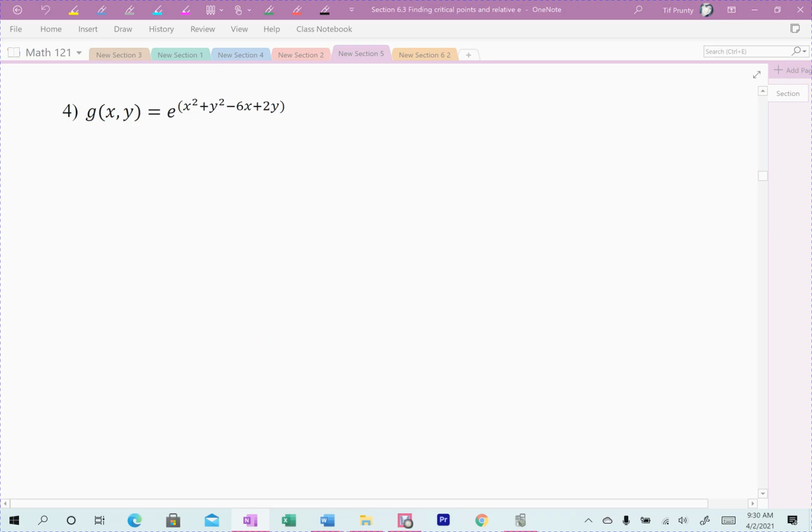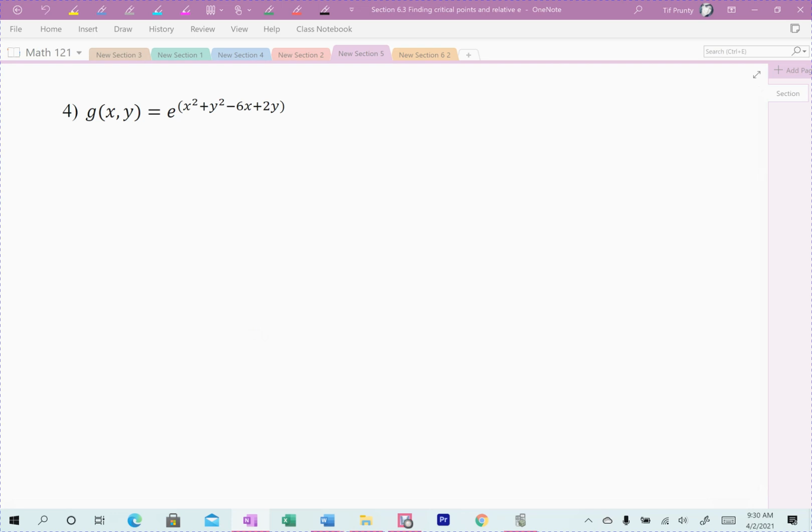Alright, so the fourth example is an exponential example. And the reason why I do this one separately is that for some reason, because it's kind of easy, one student finds it hard. So it's kind of one of those catch-22 things. Alright, so my function is e raised to the x squared plus y squared minus 6x plus 2y.